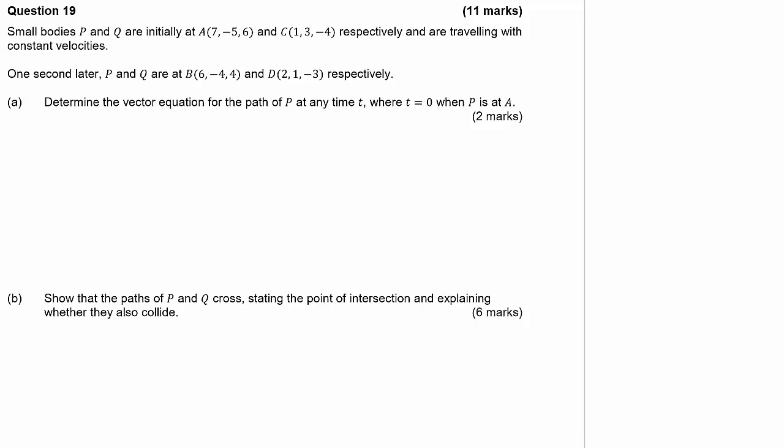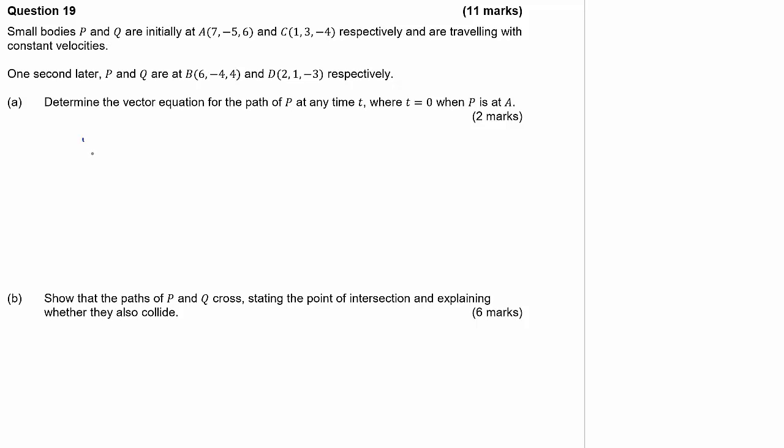Small bodies P and Q are initially at the points A and C and are travelling with constant velocities. 1 second later P and Q are at these points respectively. Determine the vector equation for the path of P at any time.